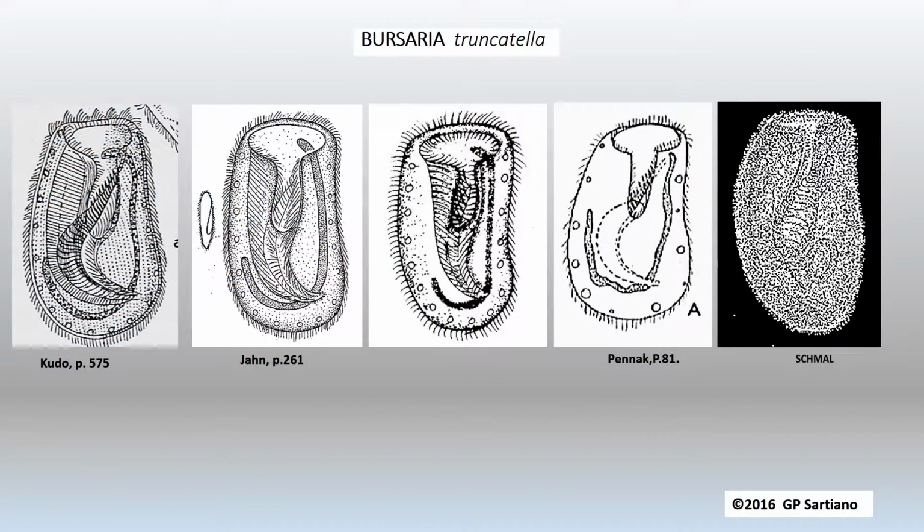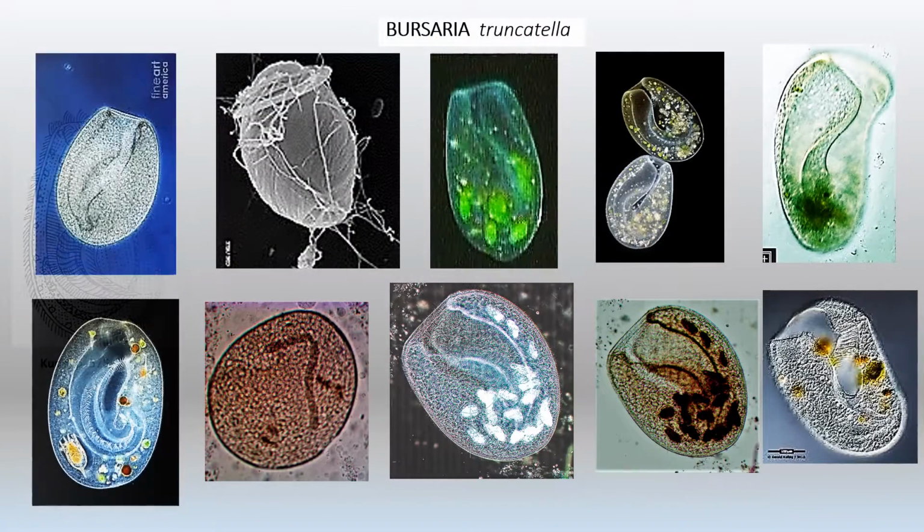There are many fine drawings and illustrations of Bursaria to be found in the literature and on the internet. There are also a number of fine photomicrographs of Bursaria to be found in the literature and on the internet. Interestingly, they each individually differ and show the organism from a variety of perspectives using several kinds of microscopical techniques.